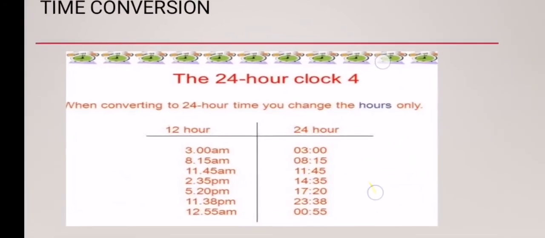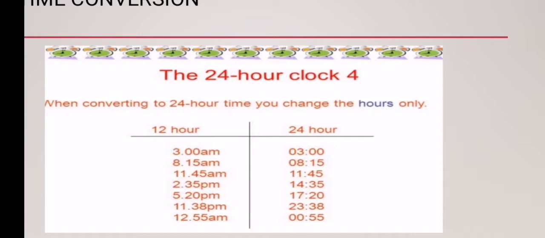Now let's have a look at some examples. You can see here there are two columns. On the left hand side you can see timing on 12-hour clock, whereas on the right hand side you can see the timing on 24-hour clock. If we consider the first example, which is 3 a.m., on 24-hour clock, as I said, we have to represent the time with 4 digits, so we will write 03, put a colon here, followed by 2 zeros. This means that the time is the same on both clocks for 3 a.m., except we do not write AM with the 24-hour clock timing, and it is to be written in 4 digits.